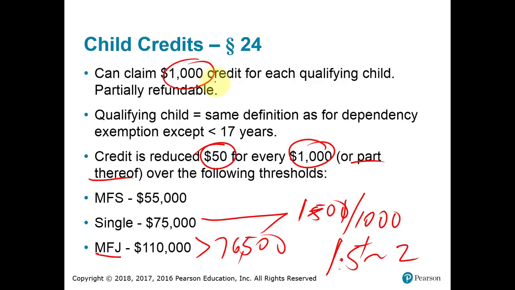In other words, you can't claim all of this 1,000. You're going to have to reduce it by $100 or a credit of 900. Or if you have two eligible children, that would be 2,000, yeah, and you would have subtract out the reduction of 100, leaving you 1,900. But in our case, we're married, filing joint. We're below this limit for AGI, so no reduction. We get the full 1,000 credit.